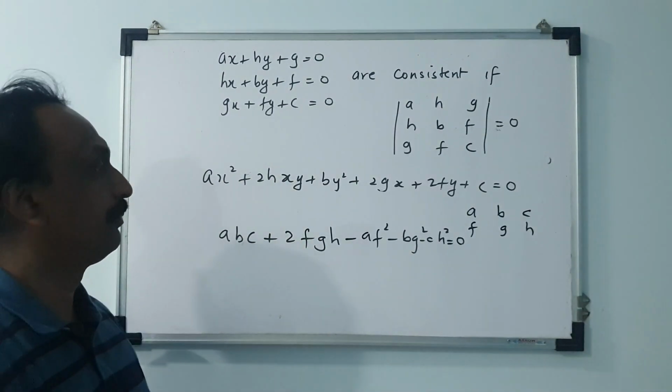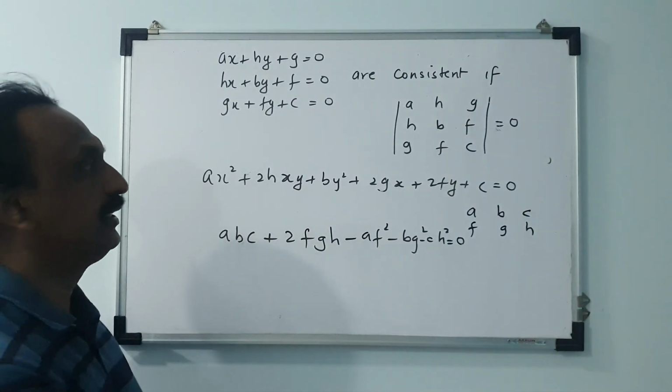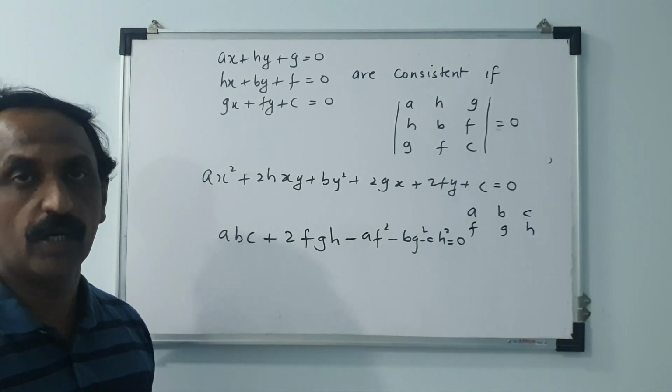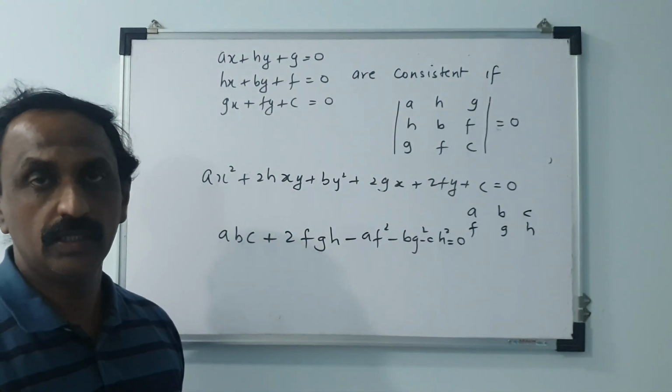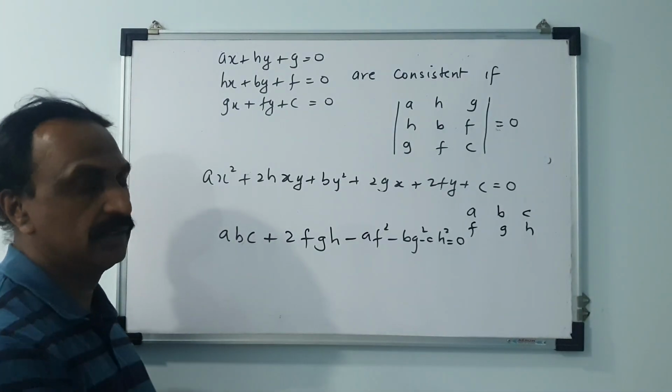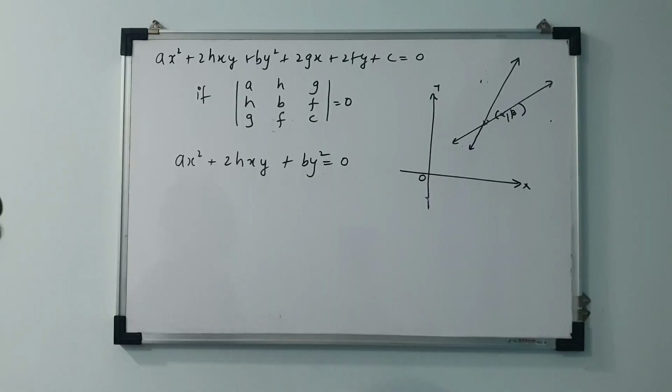So my final answer: this equation represents a pair of lines. Either this determinant is 0 or this statement is 0. You may use any one of the conditions, whichever you feel is easier. If you use the determinant, you can use the determinant's properties. If you use this one, you have to directly substitute the values.